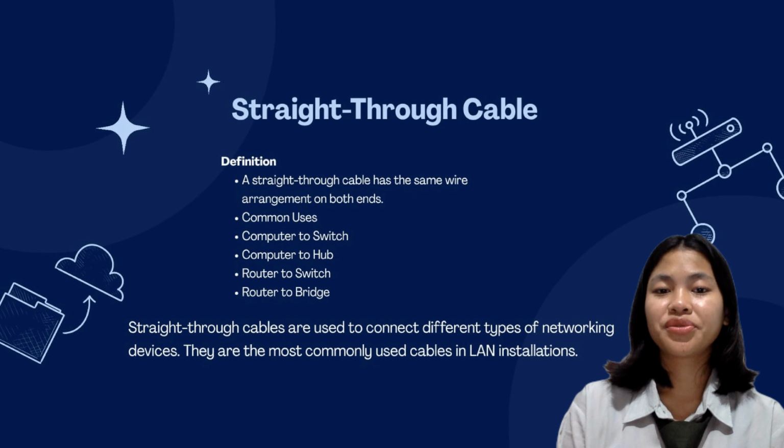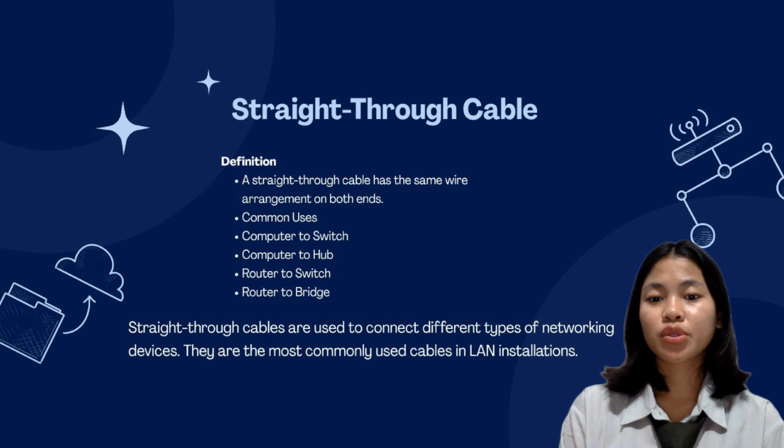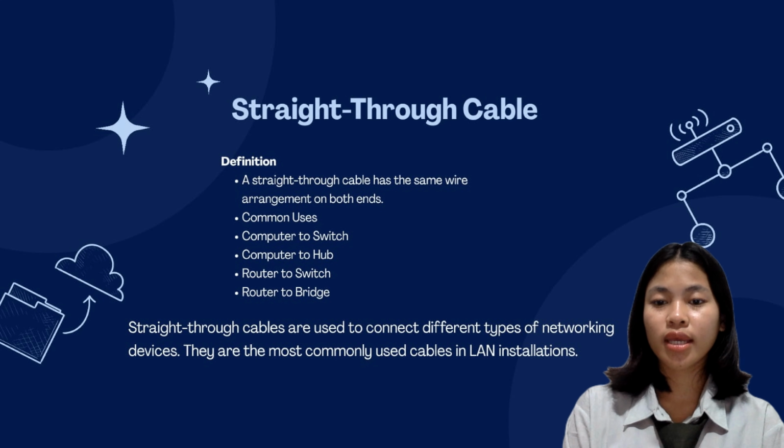Next, straight-through cable. Definition: a straight-through cable has the same wire arrangement on both ends. Common uses: computer to switch, computer to hub, router to switch, and router to bridge. Straight-through cables are used to connect different types of networking devices. They are the most commonly used cable in LAN installation.